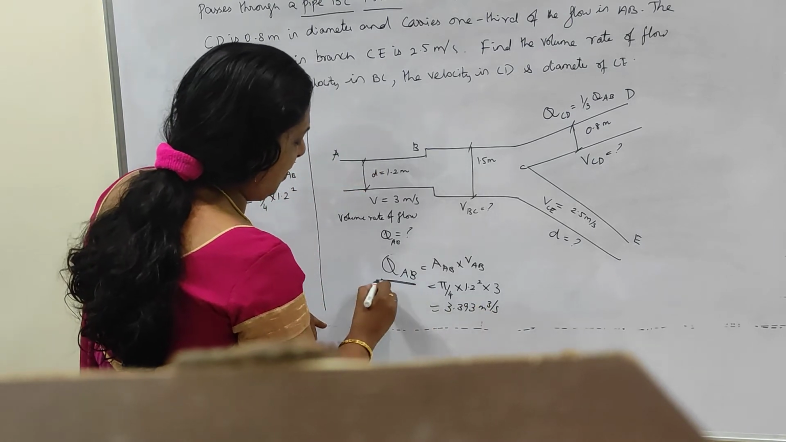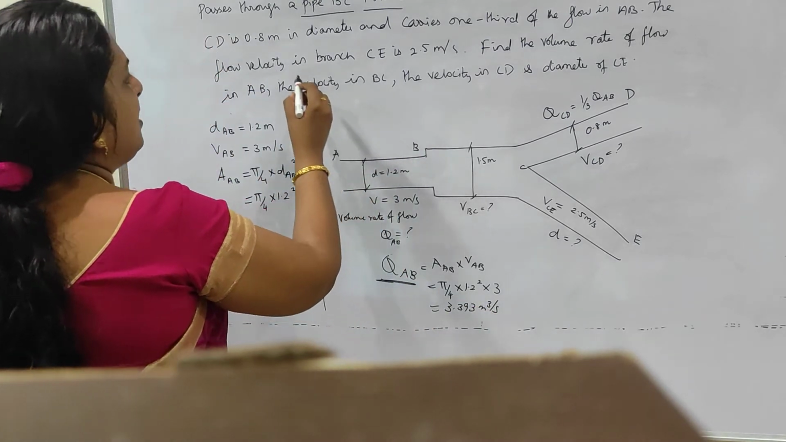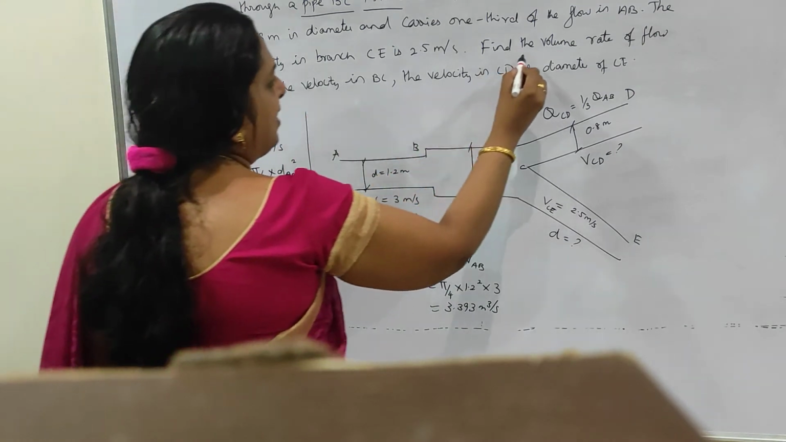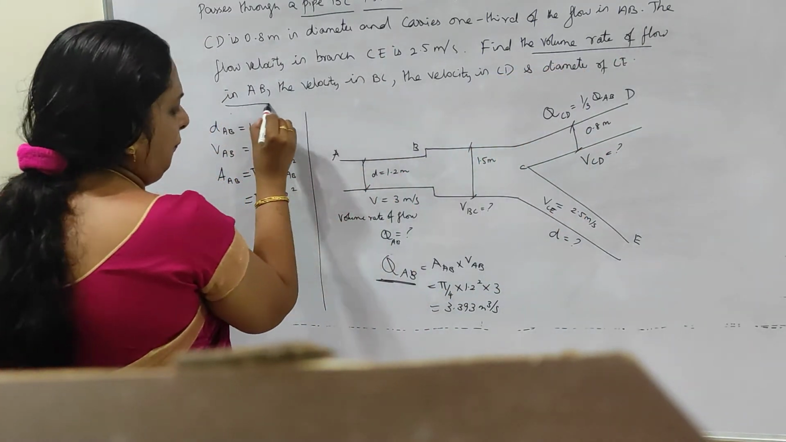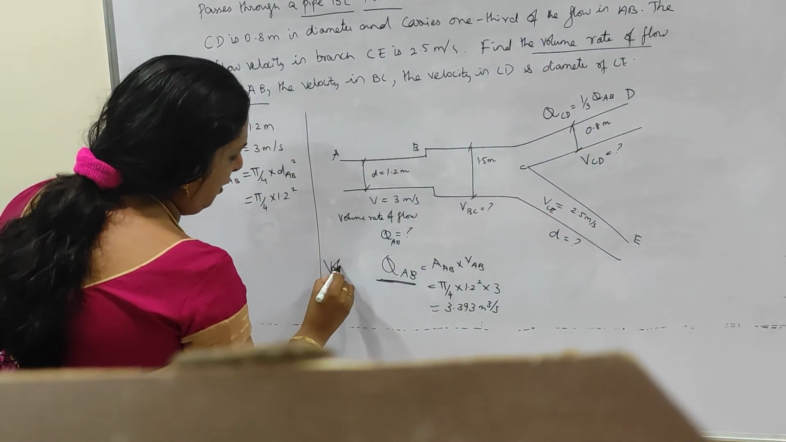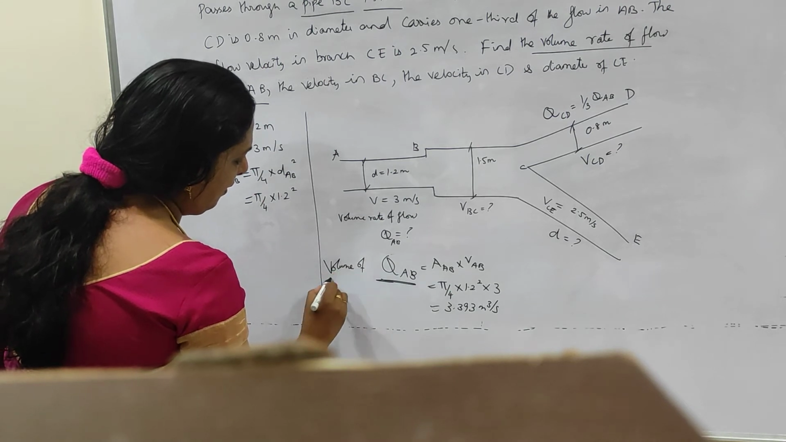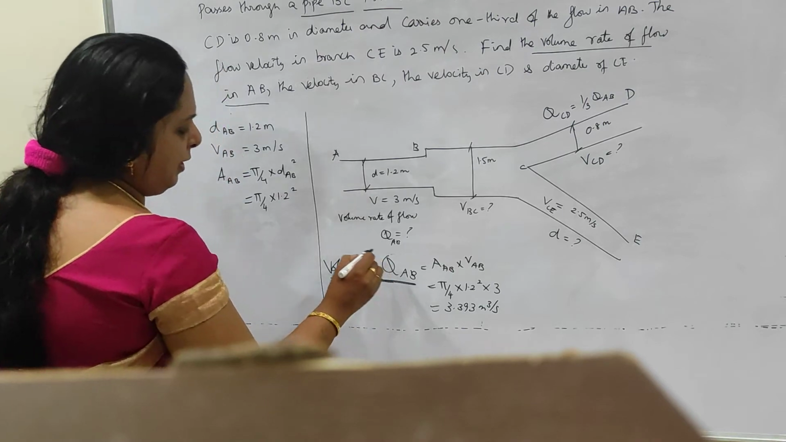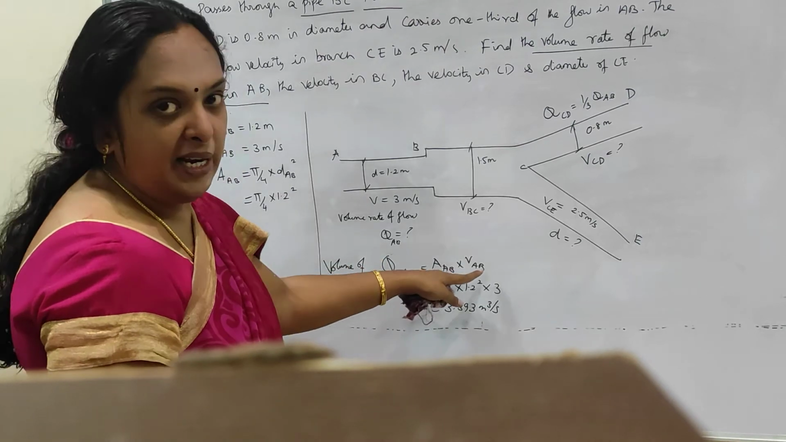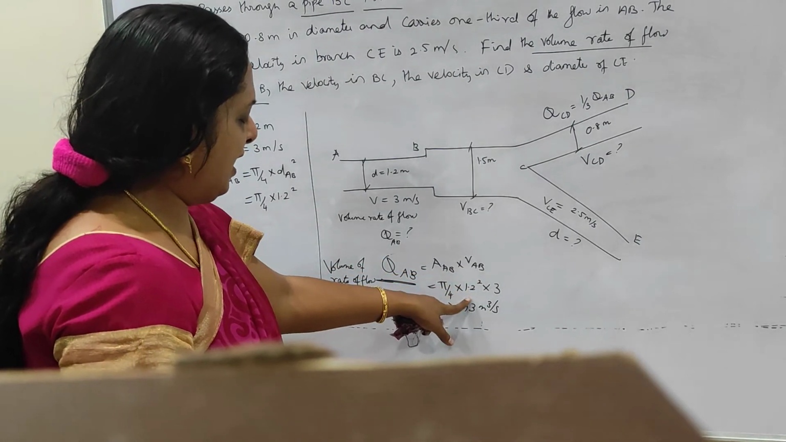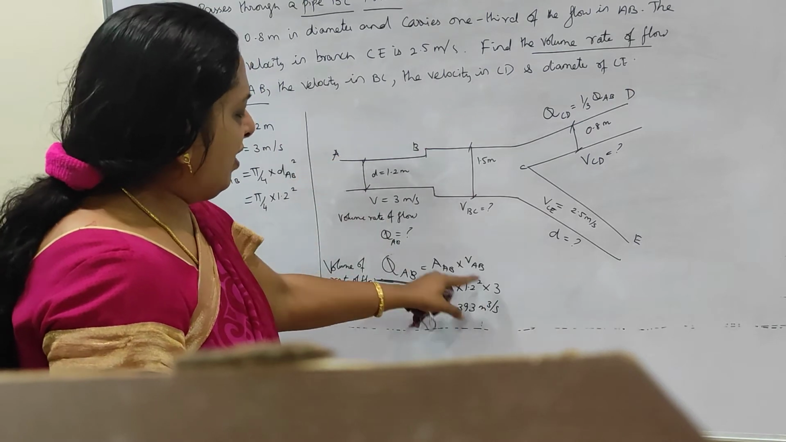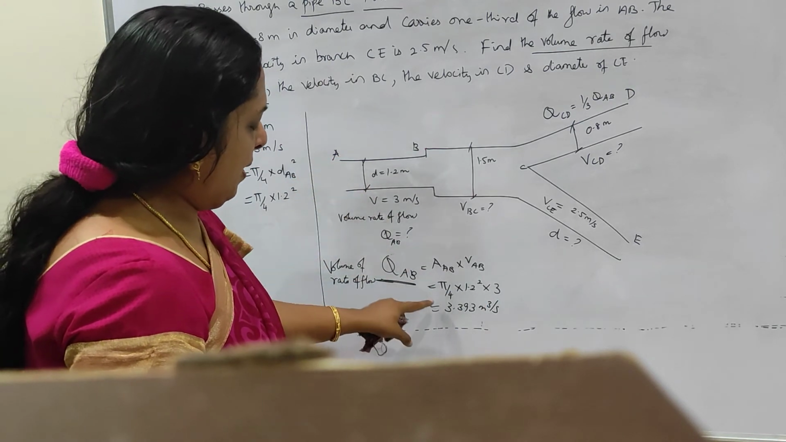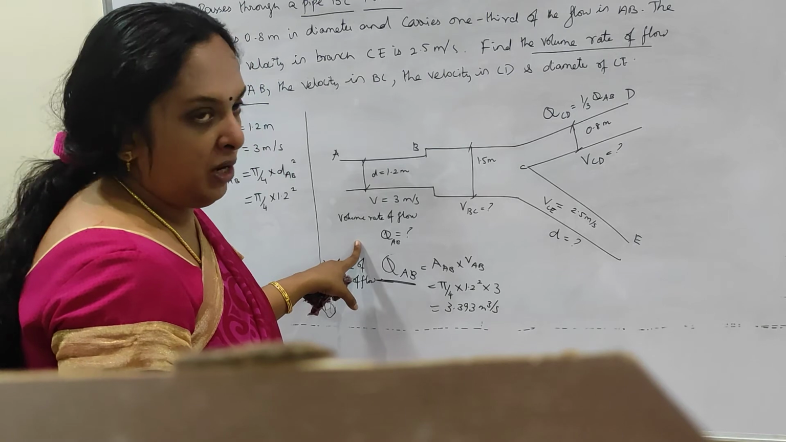So this is my first question, which is my mass flow rate, or we can say the volume rate of flow. What is my volume rate of flow in QAB? QAB is equal to area into velocity. So I am just substituting the area of the pipe AB and the velocity in the pipe AB, so I will be able to find out what is QAB.